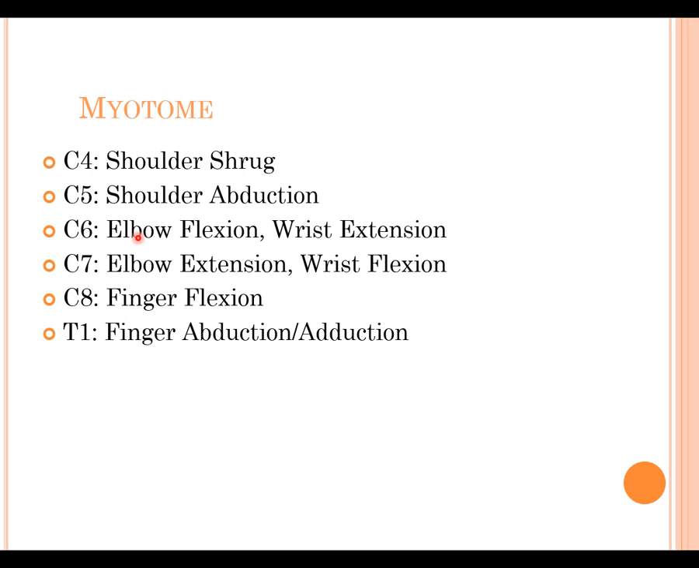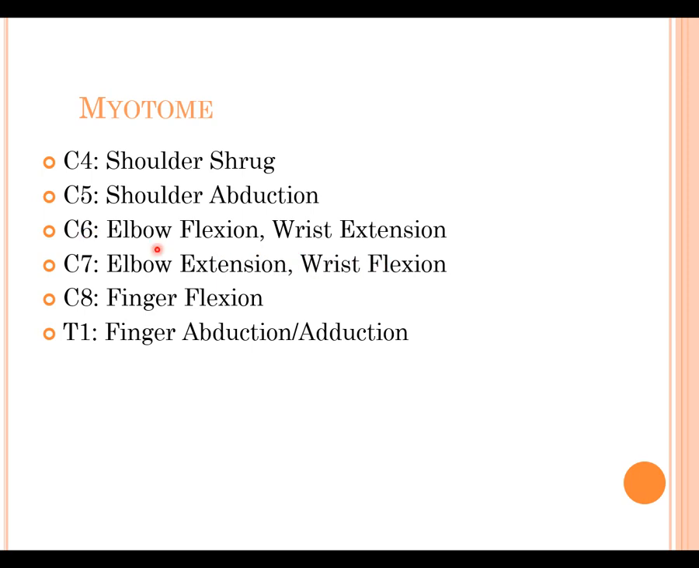C7 is going to be opposite, with elbow extension and wrist flexion. So if you actually perform elbow extension, wrist flexion, we call this one tip the waiter, because you're trying to slip them money from behind, giving them a nice subtle tip.